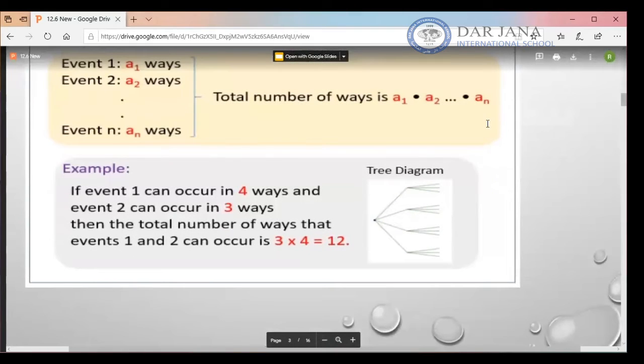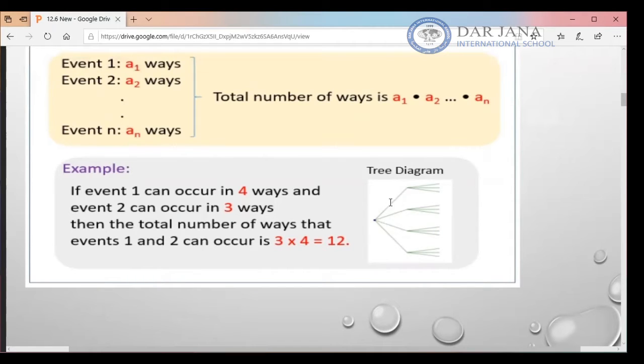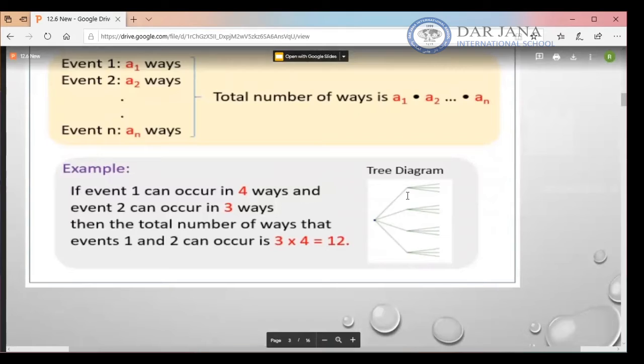Here also it's another way, which is the tree diagram. The same concept. For example, you have 2 events. The first one has 4 options, and every option has 3 different options. You just multiply them.